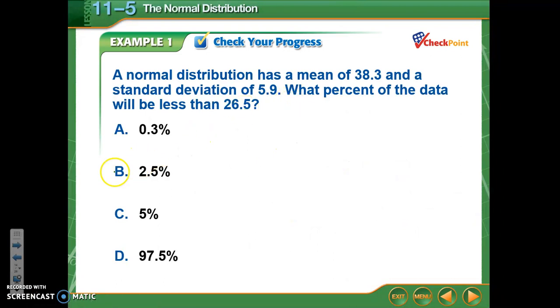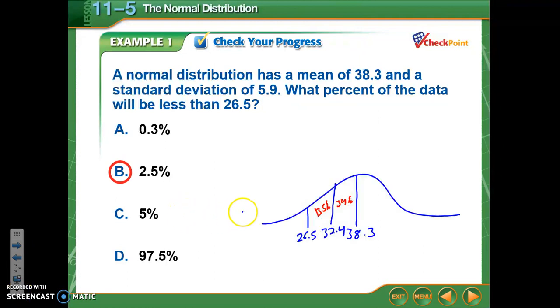All right, try this one. All right, your answer here should be B, 2.5%. Okay, so in this situation, I decided to draw the curve. So here in the middle, I have my mu, my mean, 38.3. 1 standard deviation below takes me to 32.4, and another standard deviation below takes me to 26.5, which is what they're asking about. And they want to know what percent of the data is less than that.